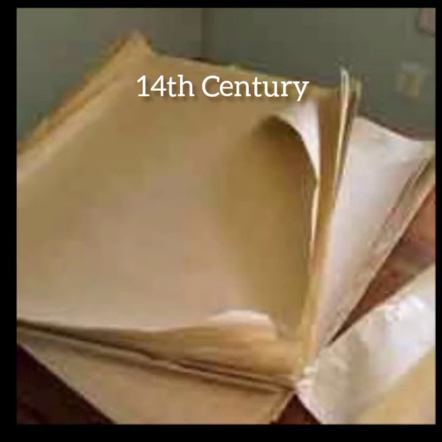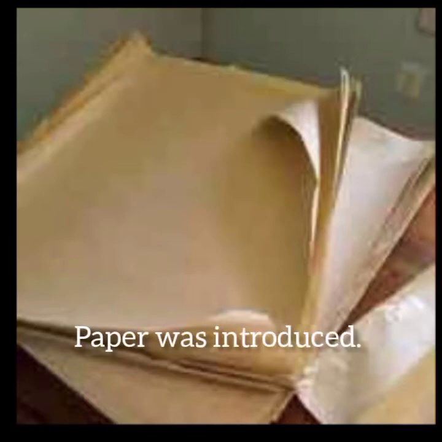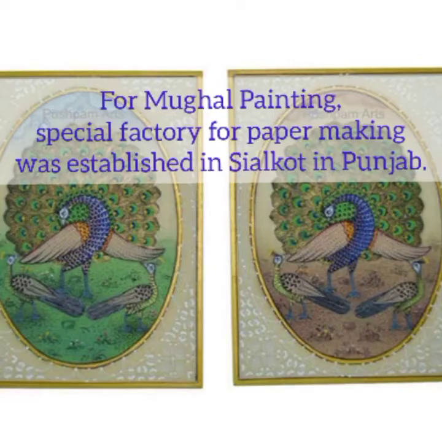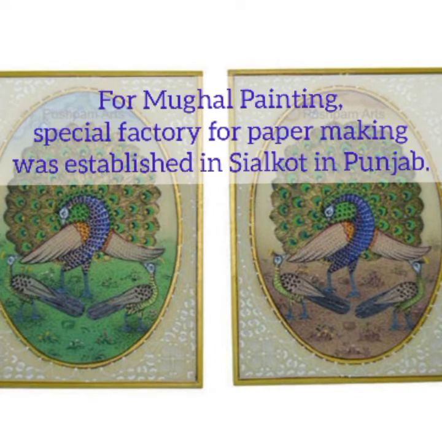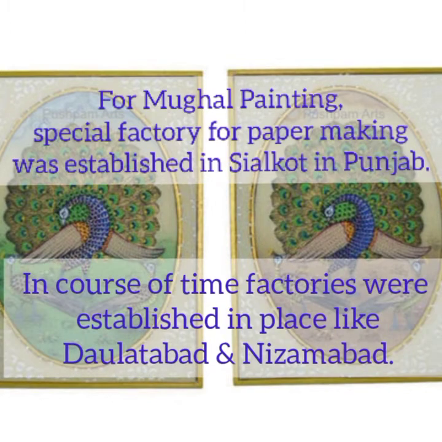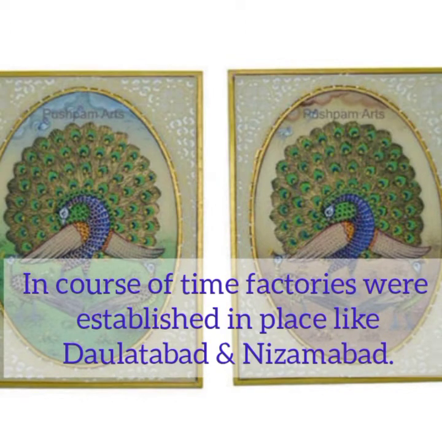From the 14th century onwards, paper was introduced in our country and it became a popular medium for artists to make paintings. For Mughal painting, a special factory for paper making was established in Sialkot in Punjab. In course of time, factories were established in places like Daulatabad and Nizamabad.